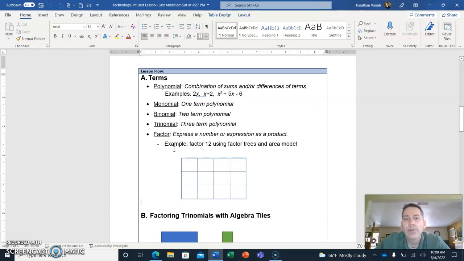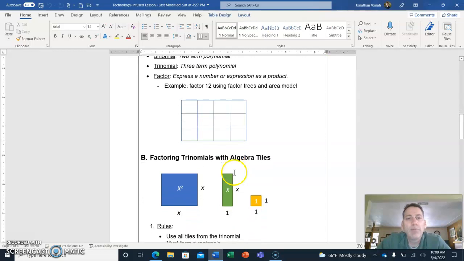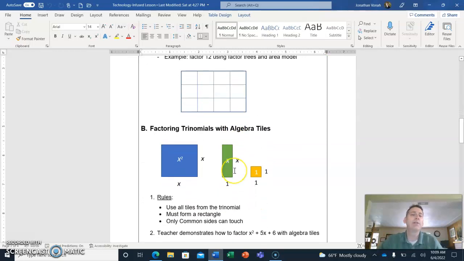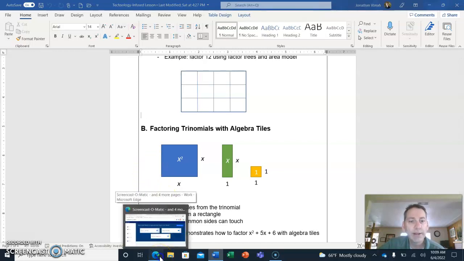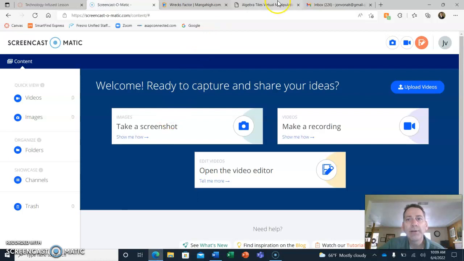So just to start off with this lesson, I would define the different terms: polynomials, monomials, what factor means, what it looks like. But then I would move into getting the students to get their hands on factoring trinomials because it can be a very abstract concept. So to do this, you can use real algebra tiles, or I found a pretty cool website. And I'll show that to you right now.